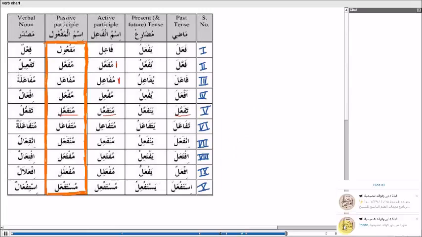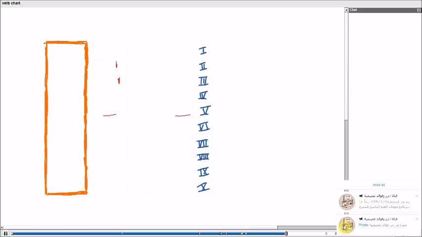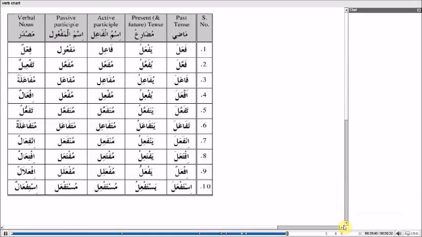The main point of the lesson was for us to know, and I don't know what happened to my screen. There we go. I did something. The main part for us to know is that the maf'ul bihi is mansub and the fa'il is marfu'. That's the main part. But here, you can learn the scales for sound verbs. Those that have weak letters take a little bit more practice.